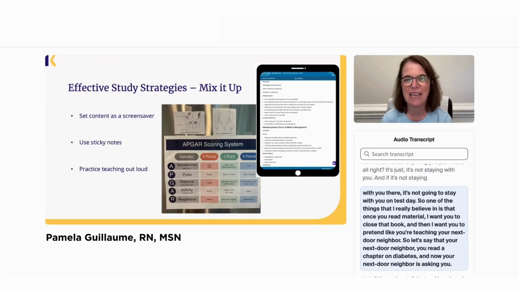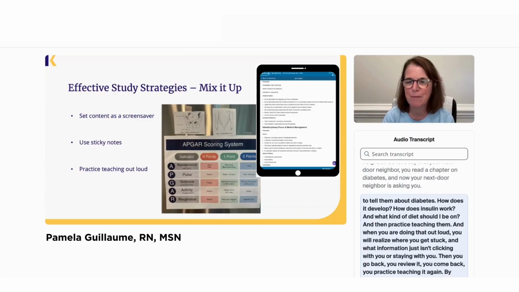So one of the things that I really believe in is that once you read material, I want you to close that book, and then I want you to pretend like you're teaching your next door neighbor. So let's say you read a chapter on diabetes, and now your next door neighbor is asking you to tell them about diabetes. How does it develop? How does insulin work? And what kind of diet should I be on? And then practice teaching them.